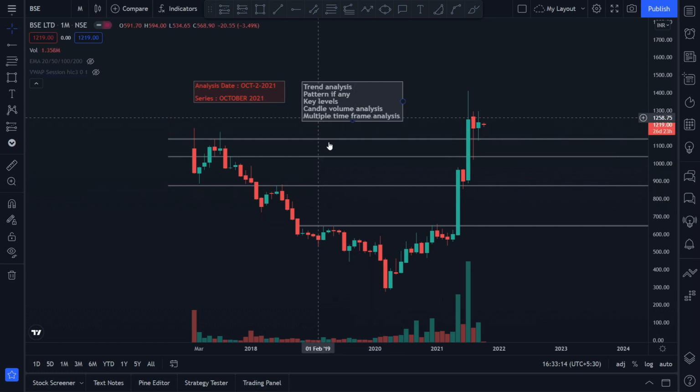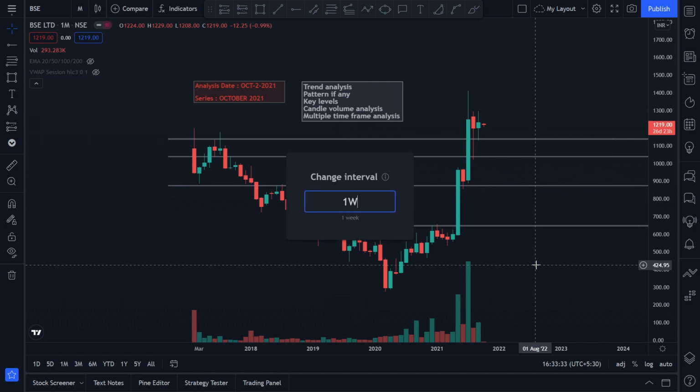So the next point is multiple time frame analysis. This is an important point because we'll have to analyze a stock in all the time frames. That is, the long-term time frame, which is monthly, the mid-term time frame, which is weekly, and the short-term time frame, which is daily. So definitely multiple time frame analysis will have the edge, and we'll have a clear idea of how the stock is performing.